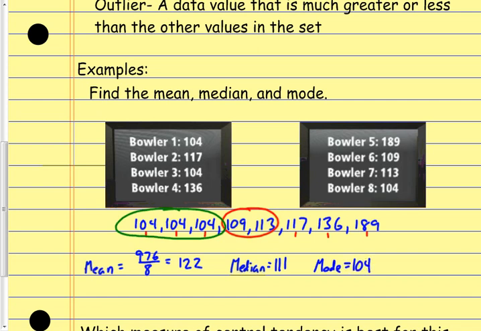And then just out of curiosity here, let's see if we have any outliers. Are there any values that look way bigger or way smaller than the rest? And I would say probably that this guy right here, this 189, is quite a bit higher than the rest. So I would consider that one an outlier compared to the rest of these data values.